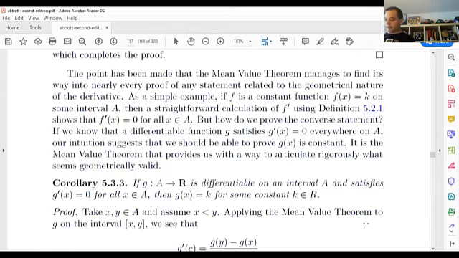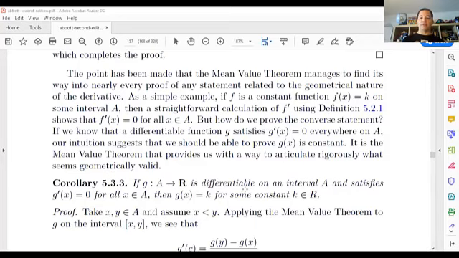Starting with this one, corollary 5.3.3. It says that if we have a differentiable function and we know that the derivative is zero on some interval, then we can prove that the function is constant. That's kind of neat. It's essentially the converse of something we already knew: if we have a constant function and take the derivative, we get zero. So this is the opposite, the converse of that.